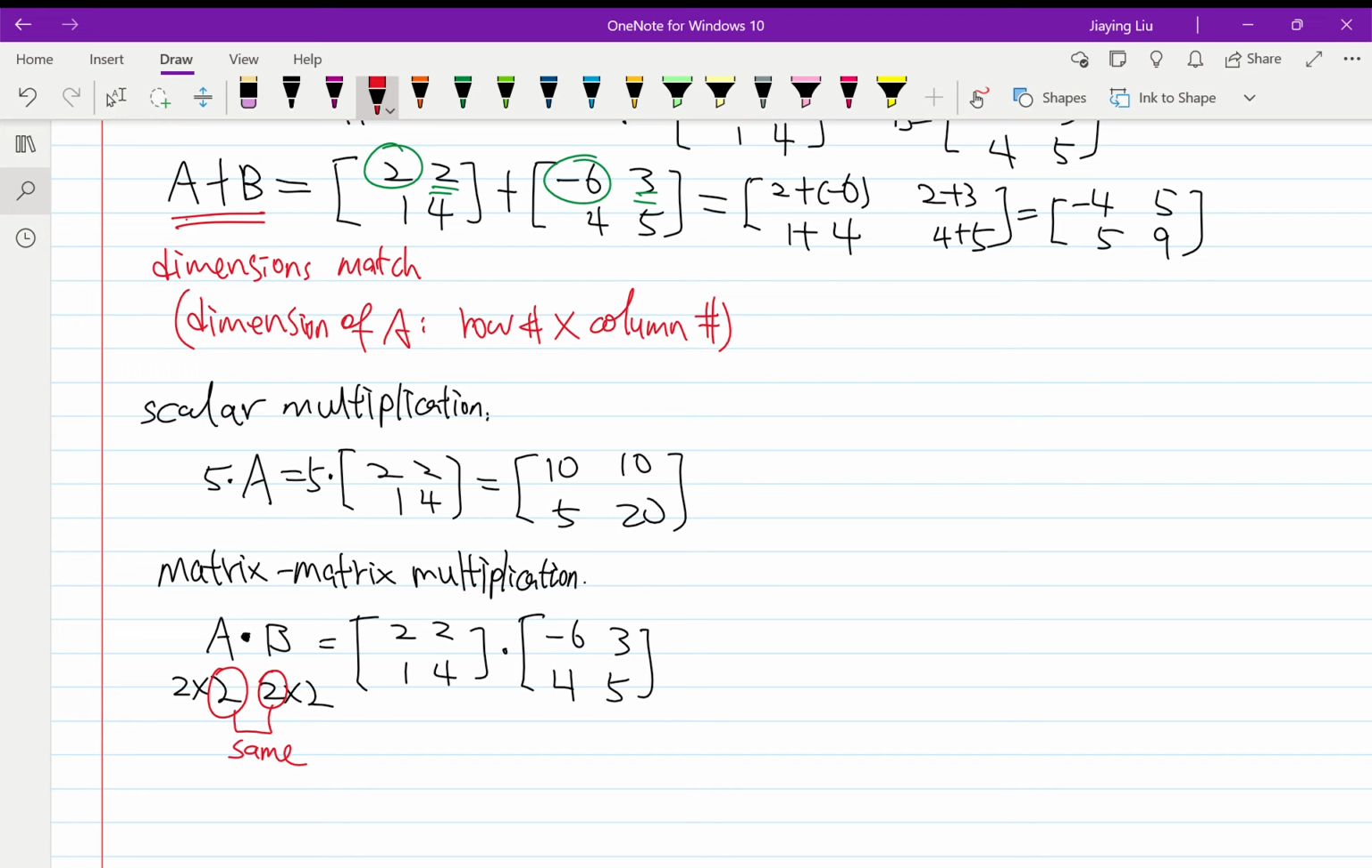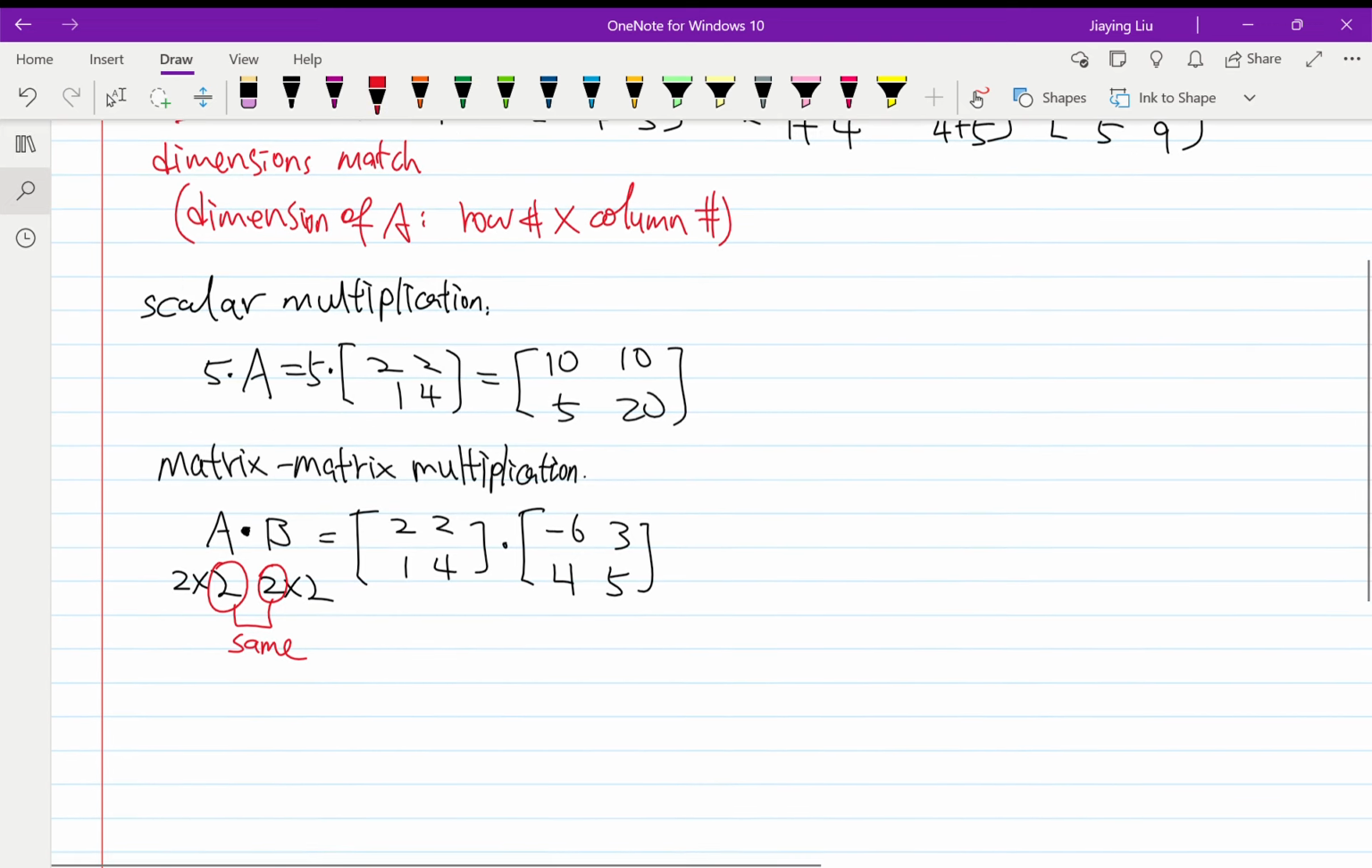So, in this case, they both are 2. Both the column number of A and the row number of B are 2, so we can multiply them. To multiply them, we have to be careful. The algebra is, for example, we have to take the rows of A and multiply them with the columns of B.